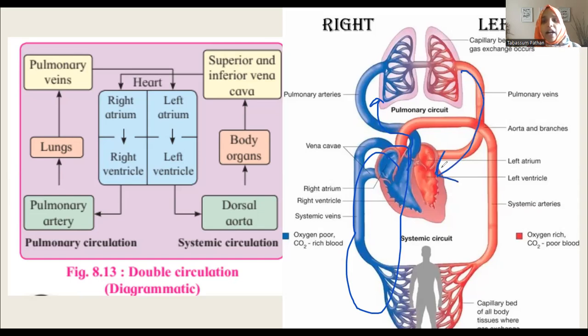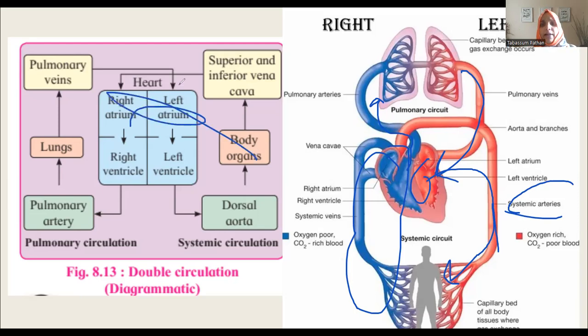It will give it back to the heart, and then this heart will again give it to different parts of the body via bigger arteries known as systemic arteries. So once the deoxygenated blood is coming to the heart, it is given to the lungs, then the lungs give back the oxygenated blood to the heart, then the heart transports it to the different parts of the body. So twice. The blood is running twice, once deoxygenated and then oxygenated. That is how the name double circulation. You can see in the diagram also.